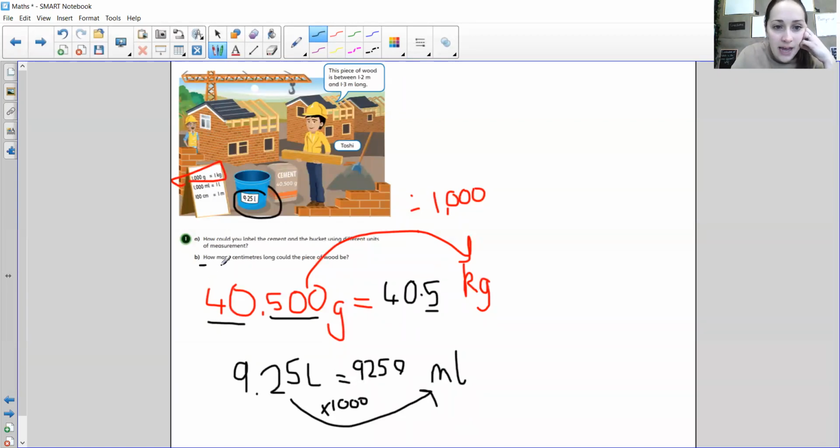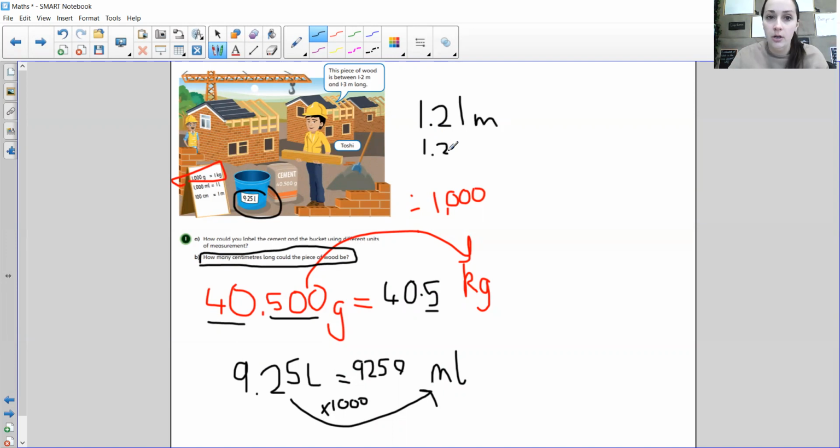Right, last little bit then. How many centimetres long could the piece of wood be? Well, it's between 1.2 and 1.3. So you could have written this like a decimal. So you could have had 1.21 metres. You could have had 1.22 metres, all the way up to 1.3. Or you could have turned this into centimetres, or millimetres if you wanted to. Centimetres is probably more practical.